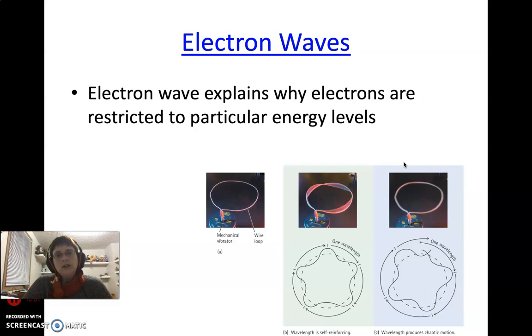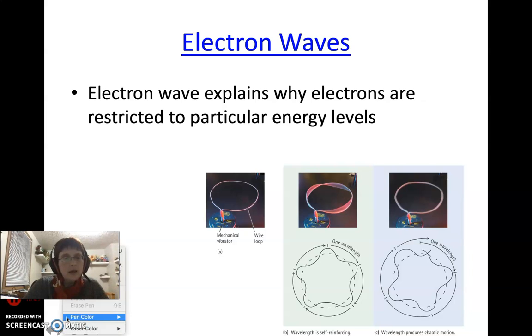So there are what we call electron waves, and these explain why electrons are restricted to particular energy levels. So I've got a picture here of what's going on. So here is this mechanism where it's not turned on. So that way you can kind of see what's going on. It's just a wire loop. And when they have it turned on, and they get it to the right vibration, when they get it to the right frequency, what they get is they get it to build up in what we talked about before as a standing wave.